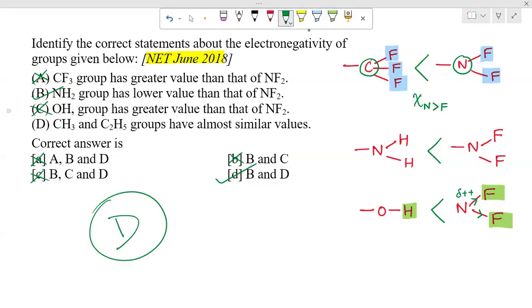So let's see what the last option is. Statement: CH3 and C2H5 have almost similar values. Yes, they are kind of similar. It's just one CH2 extra. So that is correct. All right.